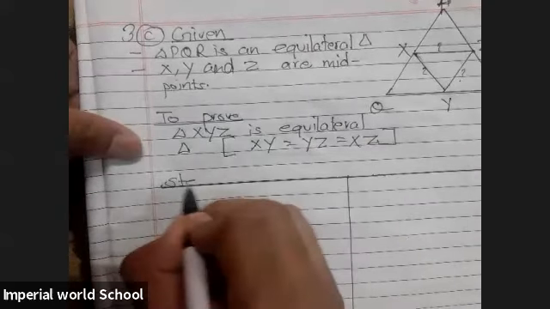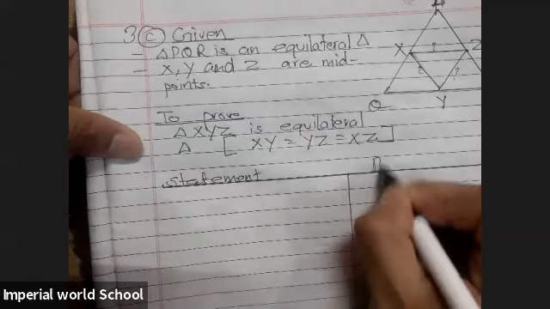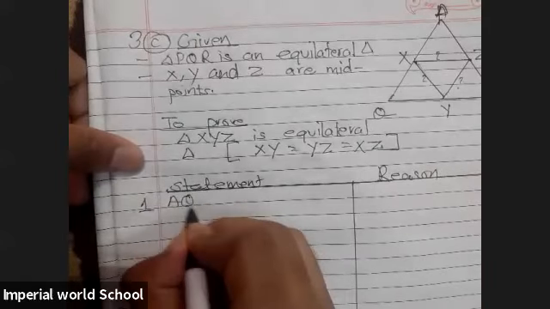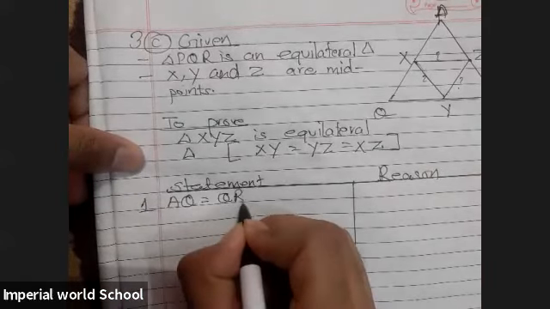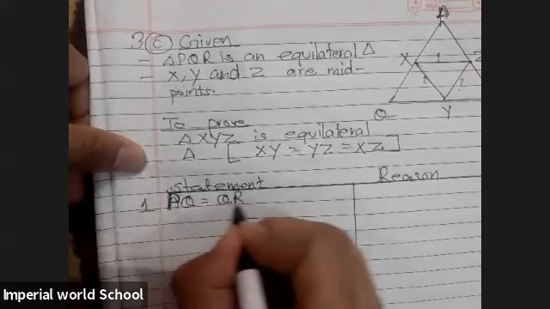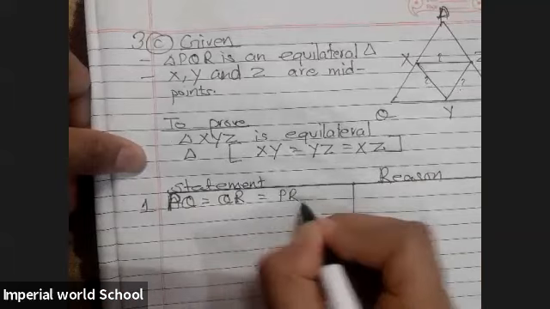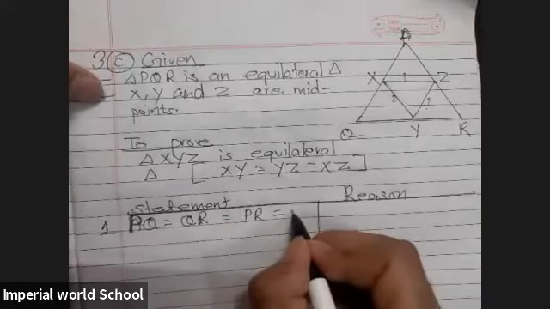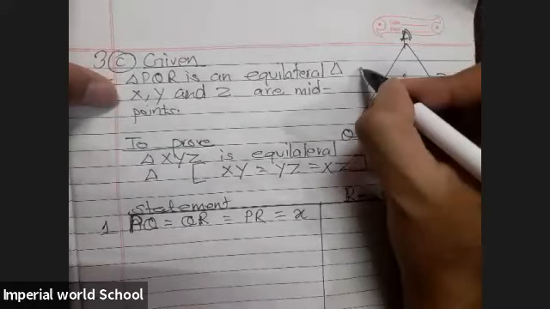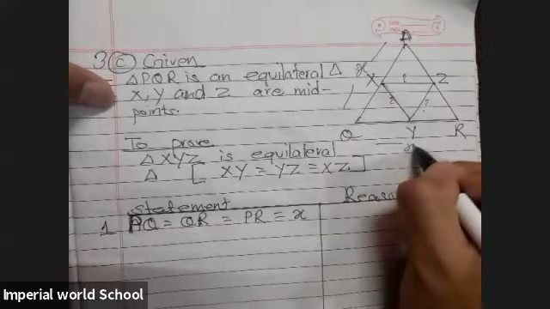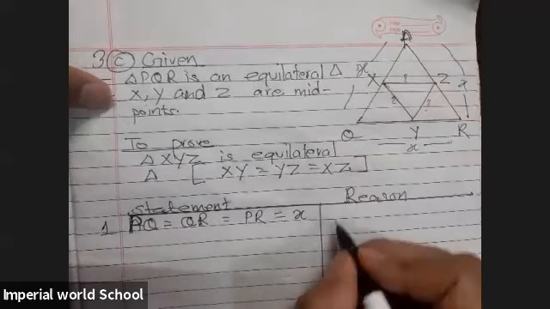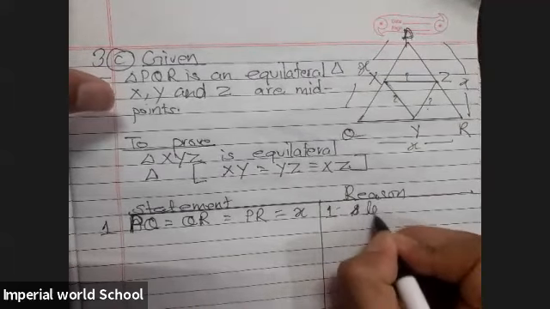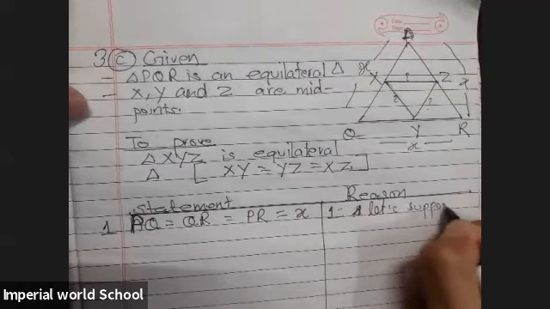So statement, reason. Okay, number one, first you have to do PQ equals to QR equals to PR. Okay, let's suppose this all sides are equal, that's why we are going to suppose it as x centimeter. So this is also going to be x centimeter, this is also going to be x centimeter, and this is also going to be x centimeter. And the reason for this is we are supposition. Okay, just let's suppose, no reason for this.